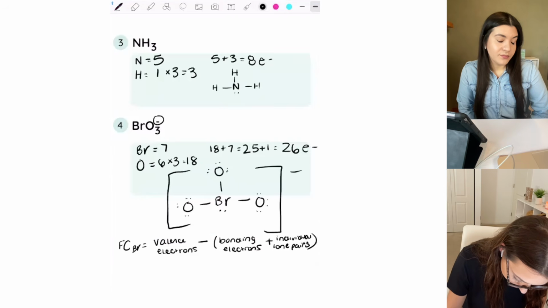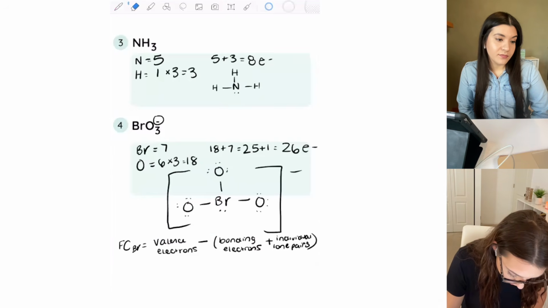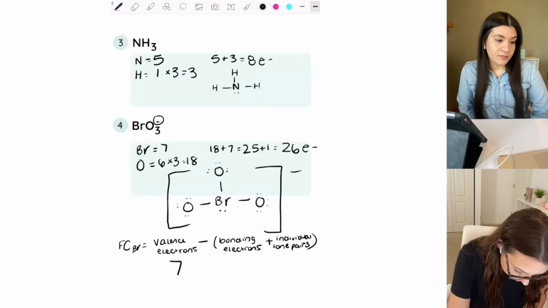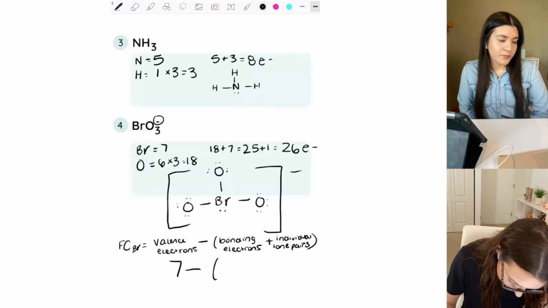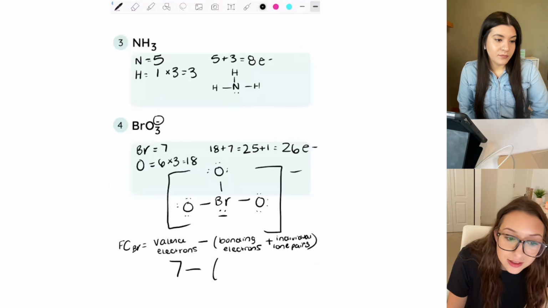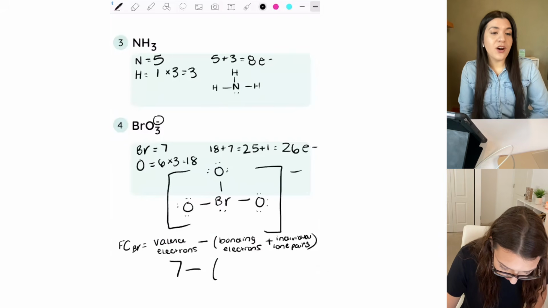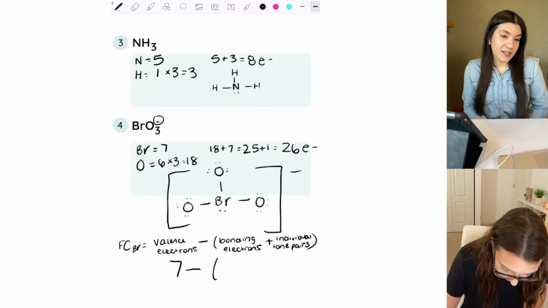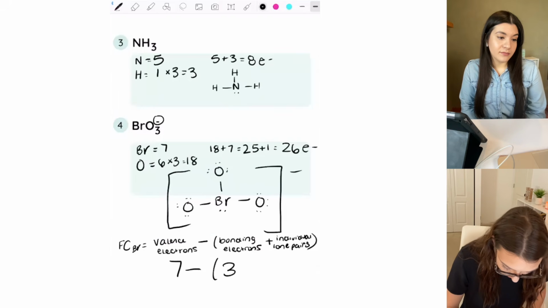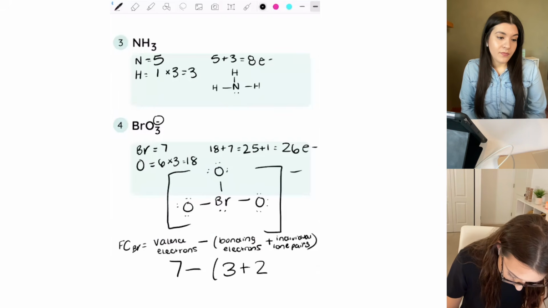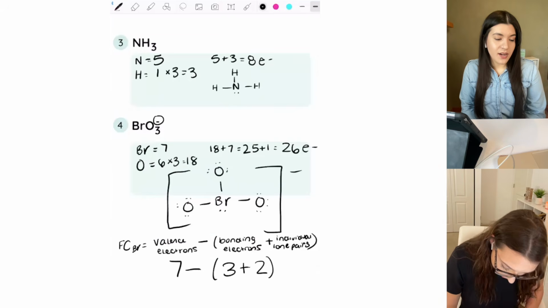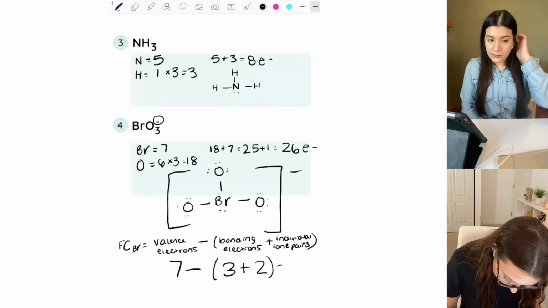So valence electrons. Go for it. Okay, so the valence electrons of bromine is going to be 7. Good. Minus the bonding electrons, which is just the ones touching it. So do I include these? No, so those would be the individual lone pairs. So bonding electrons are the electrons in the bond. That makes sense. Okay, so there's going to be 3 of those, plus 2 individual. Yes. Right, good. That's right. So 7 minus 5 is 2.